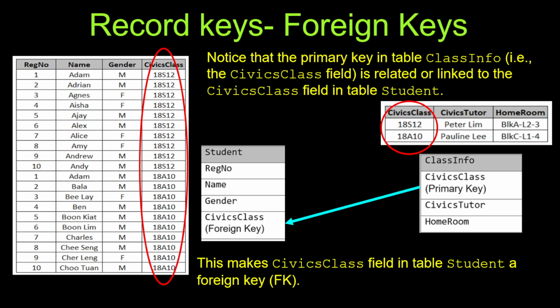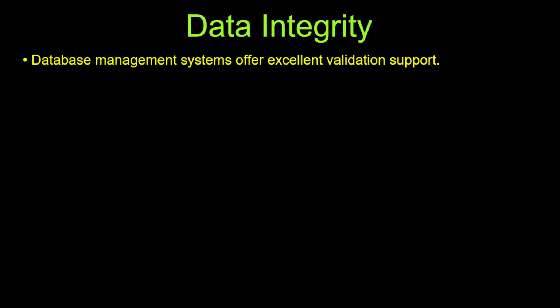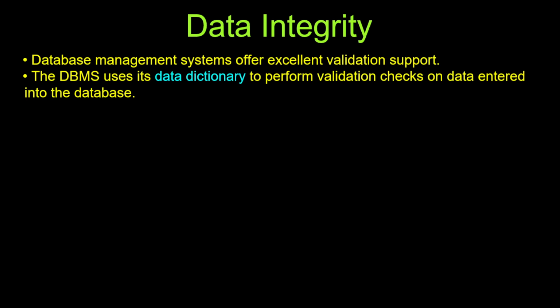Next, one last slide for this section. Why do we need to do all these things? Why do we want to use a database? The reason for using a database management system is that there's very good validation support. What this means is that you can set your software to only accept certain types of data, to perform validation checks.